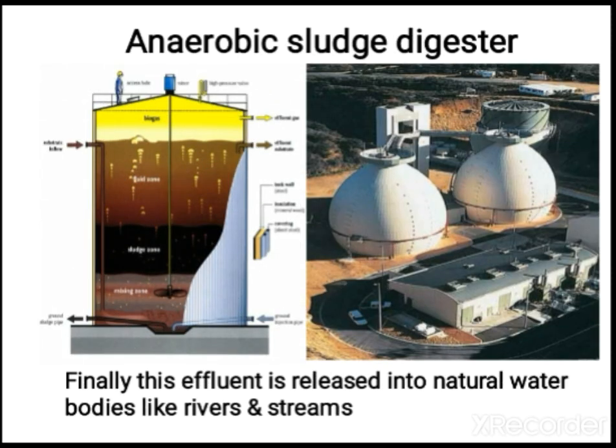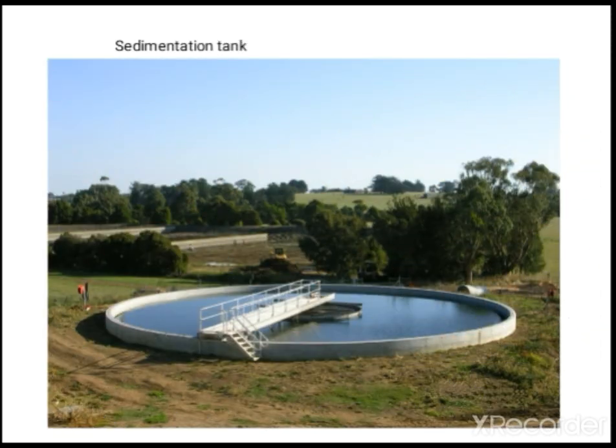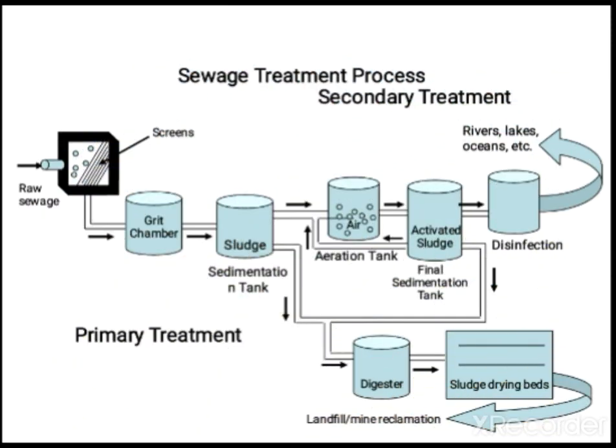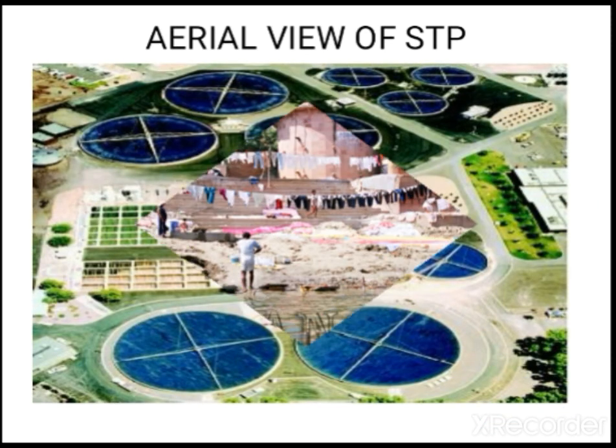So let's see here, the anaerobic sludge digester. The photograph is given. It is the sedimentation tank, children, a real view of a sedimentation tank. So here the primary treatment and secondary treatment, when it is over, then it can be released back into rivers, lakes and oceans and all. It is the aerial view of a sewage treatment plant, STP.